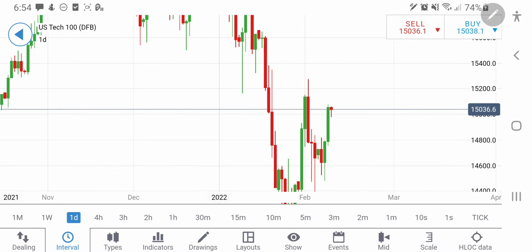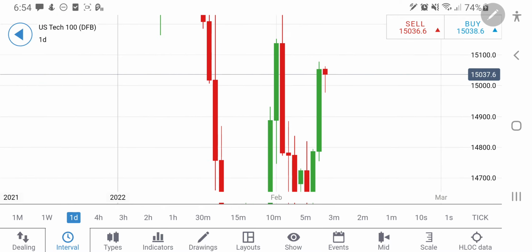On the daily charts, one observation is it is trying to form a lower high and it is failing to go past. Second observation, it is trying to form this tail because it is trading at the top of this candle. Hence, once it breaks 15,100, definitely it will try to fly higher.